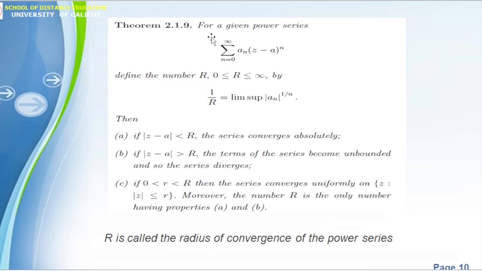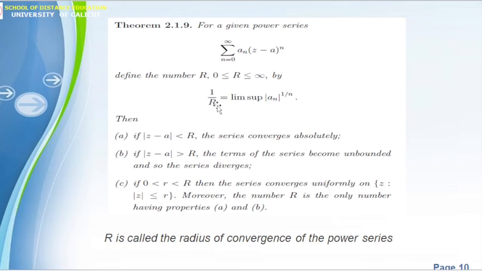We have a theorem for a given power series sigma a_n (z minus a) raised to n. Define a number r, between 0 and infinity, such that 1 by r equals the limit supremum of modulus a_n raised to 1 by n. That number r is called the radius of convergence of our power series.